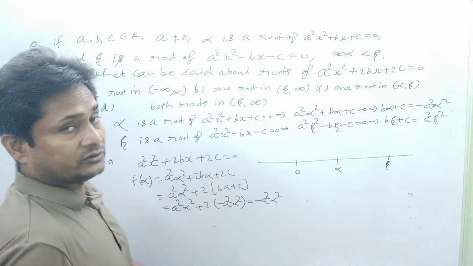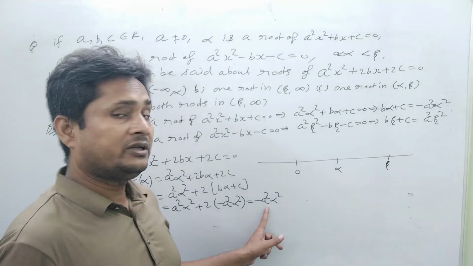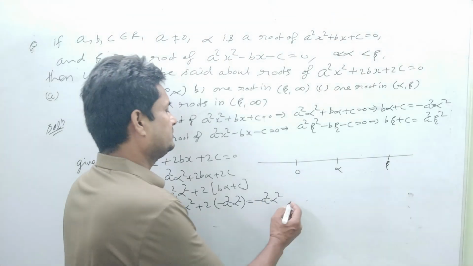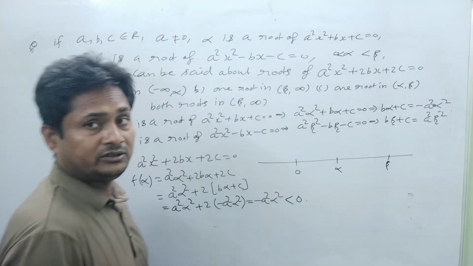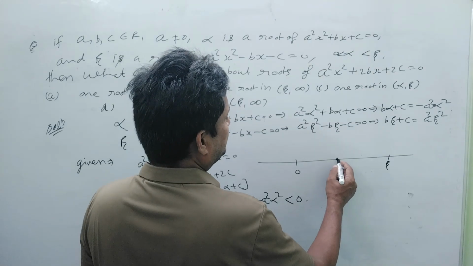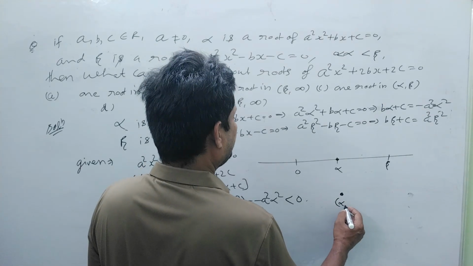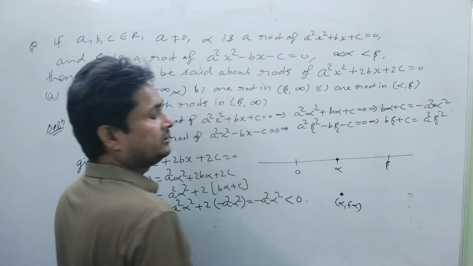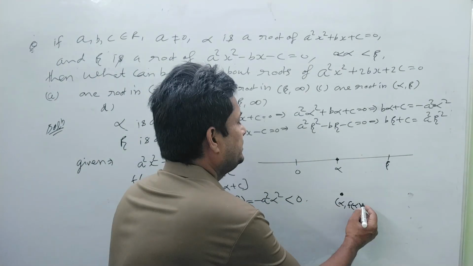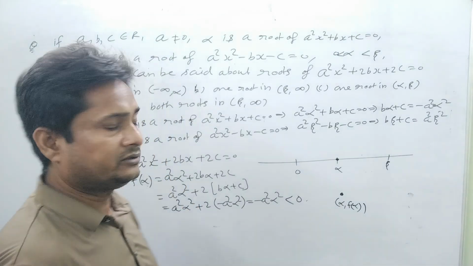And a² and alpha² are non-negative numbers, because a² will always be positive, alpha² will always be positive, and it is given with a minus sign. So this is always less than 0. That means f alpha is coming a negative number. So at x equals alpha, the function is negative. That means alpha comma f alpha will be negative, so the value of f of alpha will be below the x-axis. So I am marking this coordinate as this one.